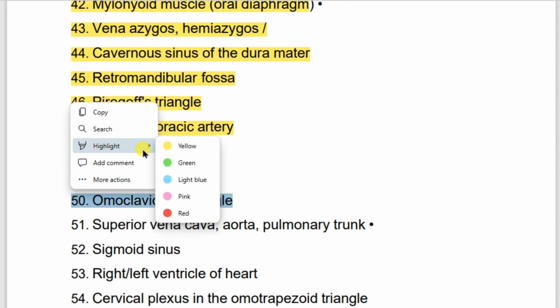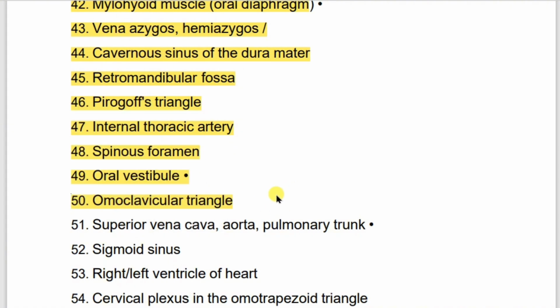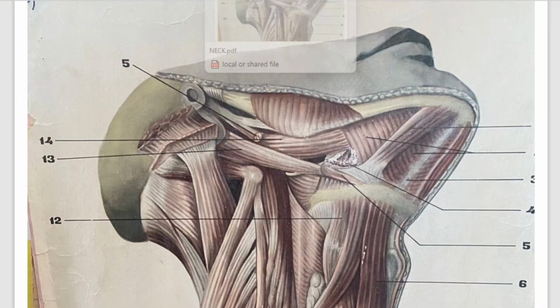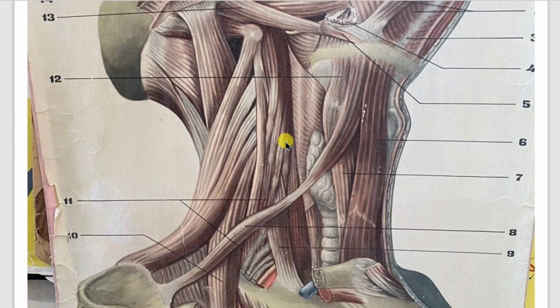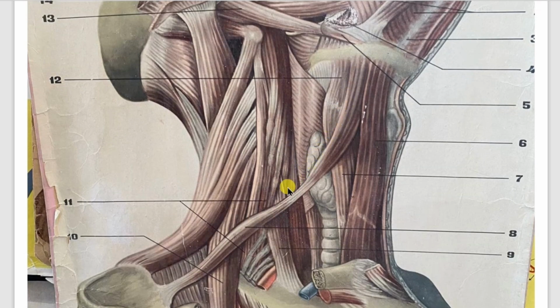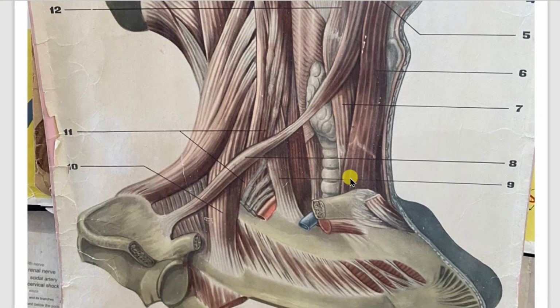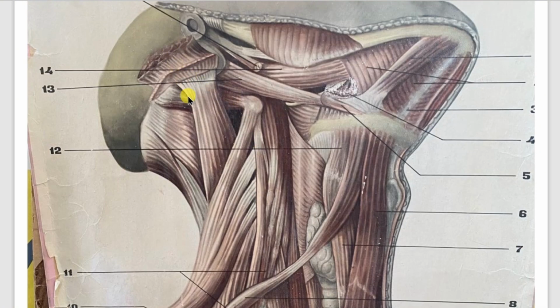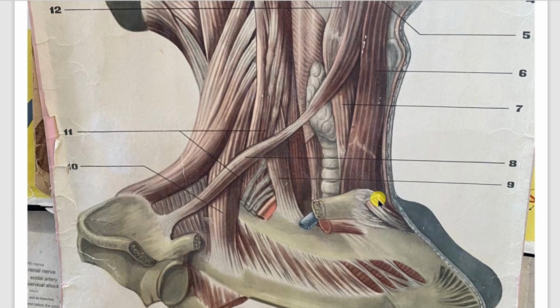So guys, guess what's the region? The region will be the neck region. So let's see, we have the omoclavicular triangle. First of all, you have to recognize the muscles in order to find this triangle. First we have the omohyoid muscle, and the muscle that is cut from here is called the sternocleidomastoid muscle.